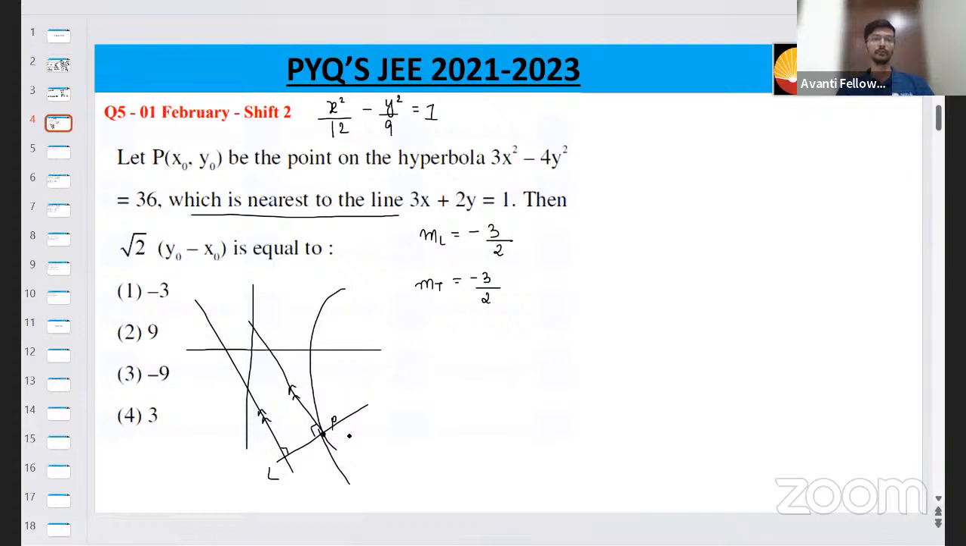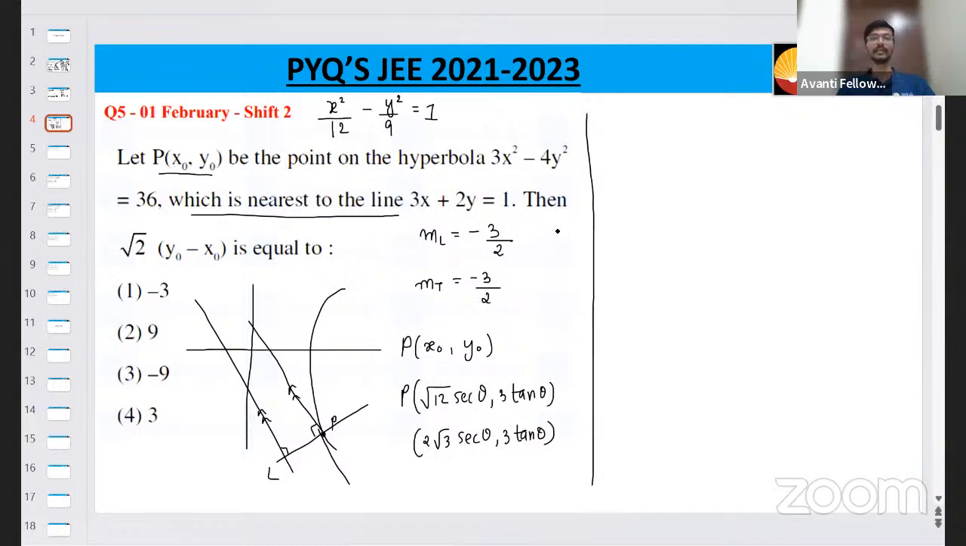So let's say they have given the point P as (x0, y0), but it is better that we assume the point in parametric coordinates. Correct? So what are the parametric coordinates of point P? It is (a sec theta, b tan theta), where x square upon a square, so a is root 12. Root 12 sec theta, comma, b tan theta. Root 12 I can write as 2 root 3 sec theta, comma, 3 tan theta.